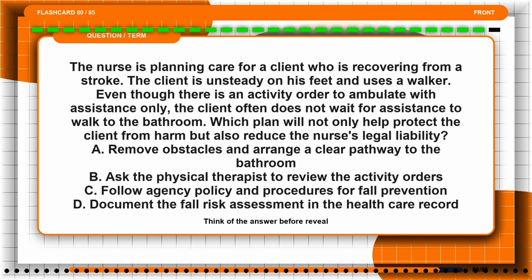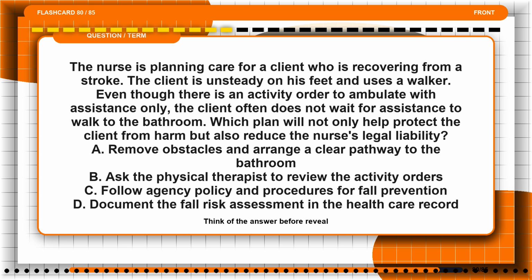Flashcard 80. The nurse is planning care for a client who is recovering from a stroke. The client is unsteady on his feet and uses a walker. Even though there is an activity order to ambulate with assistance only, the client often does not wait for assistance to walk to the bathroom. Which plan will not only help protect the client from harm, but also reduce the nurse's legal liability?